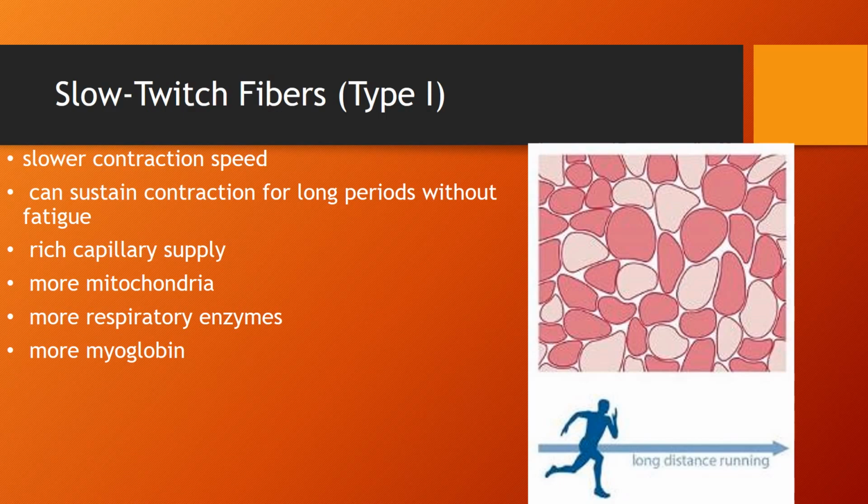These are going to be more red in color because they have a rich capillary supply. They have a lot more mitochondria to them, helping with that red color as well. And then more respiratory enzymes to help with oxygen and that oxygen debt. So that helps to replenish it, and then also has more myoglobin, which is specific to skeletal muscle. And so these are considered to be slow oxidative fibers because they tend to have a high oxidative capacity.